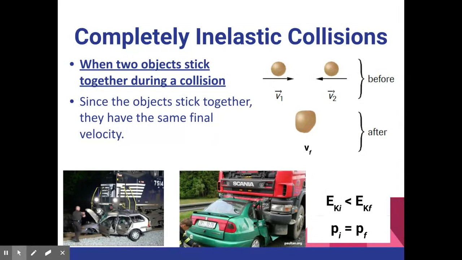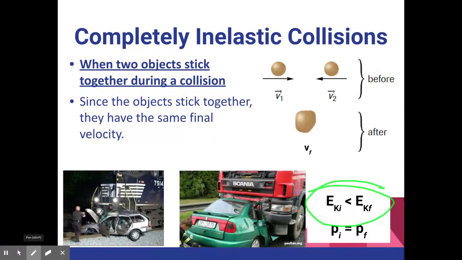Now, completely inelastic collisions. Again, we've mentioned this: when two objects stick together during a collision, that's where you would see completely or perfectly inelastic collisions. Because the objects stick together, they have the same final velocity, and they will also share the masses. It'll be the sum of the masses now that they're tied together.